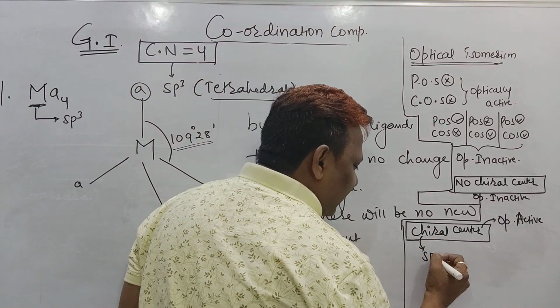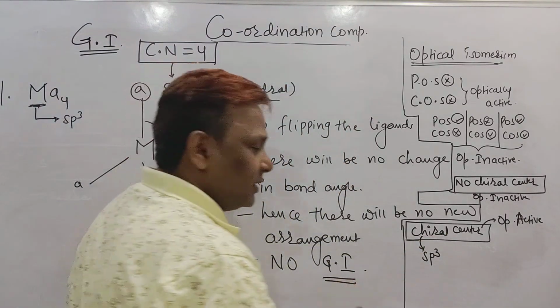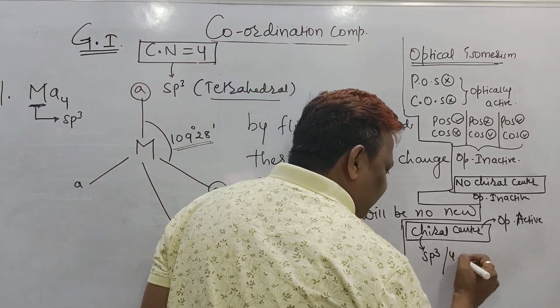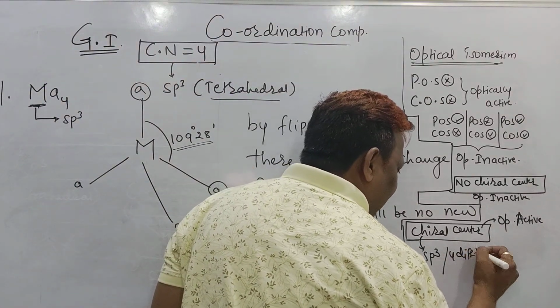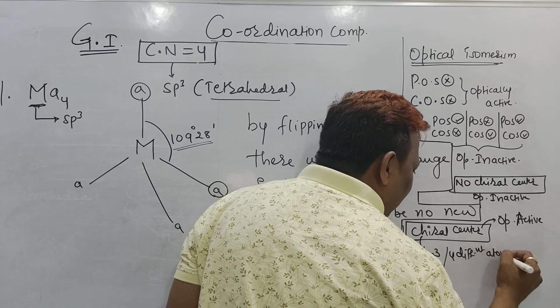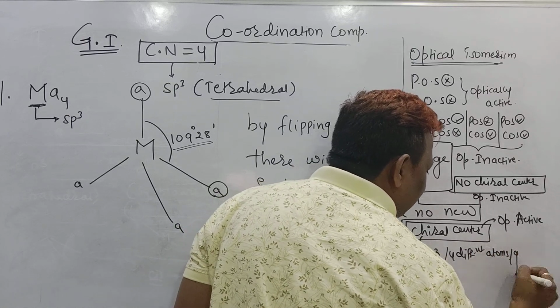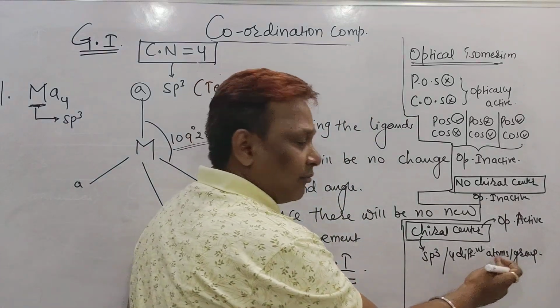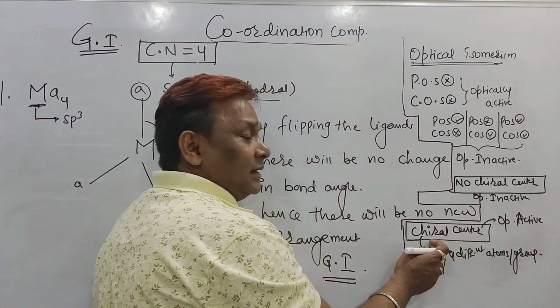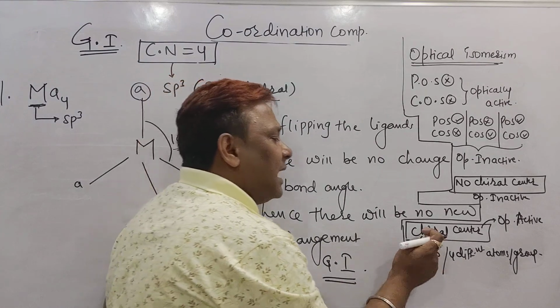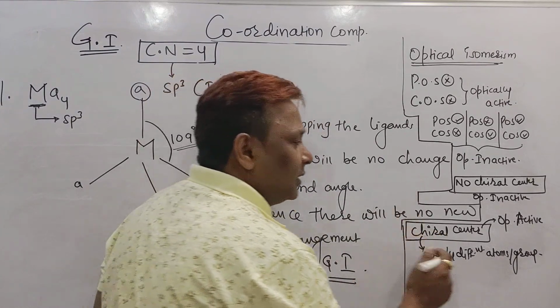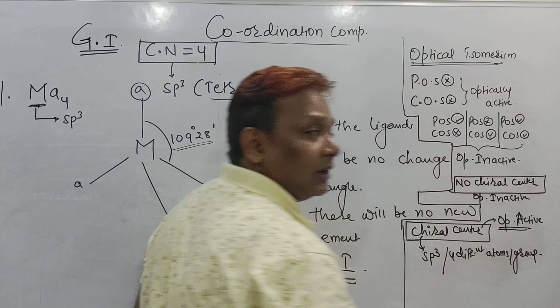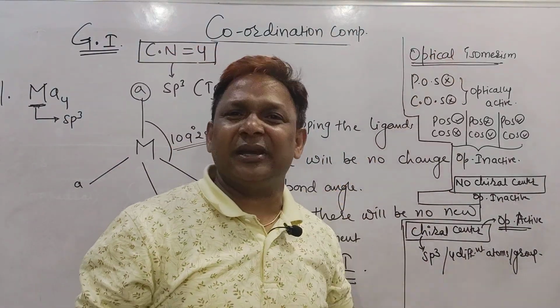A chiral center should have sp3 hybridization, and the center should be attached to 4 different atoms or 4 different groups. If that center is attached to 4 different atoms or 4 different groups, I can say that the molecule has a chiral center, and wherever there is one chiral center, the compound is 100% optically active. These are the conditions I give.